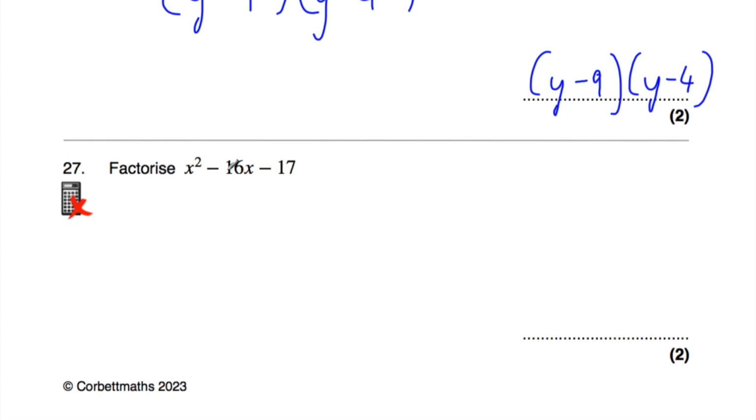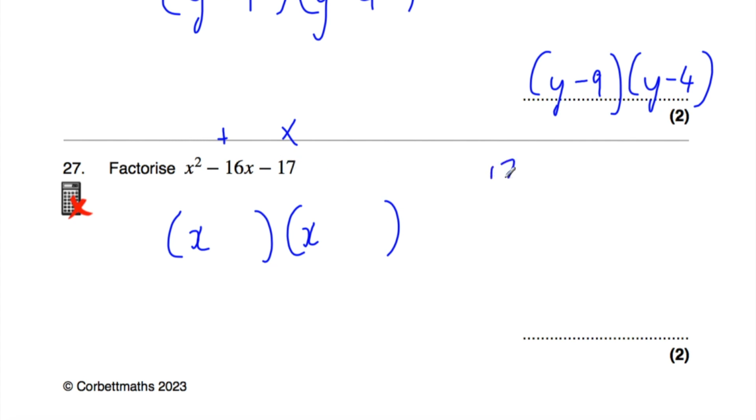Question number 27, we've been asked to factorize x squared minus 17x... minus 16x minus 17. So let's put our brackets down, and x at the front of both brackets, because it's x squared, and x times x is x squared. And we want two numbers that will multiply together to be minus 17 and add together to be minus 16. Now, because they're timesing together to be negative, one's going to be positive and one's going to be negative.